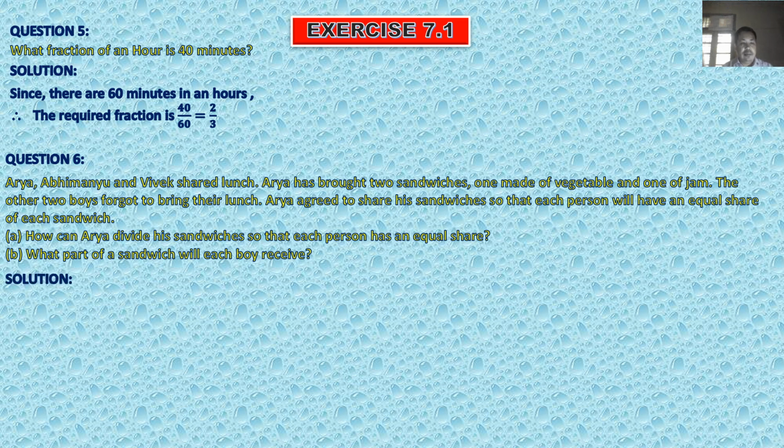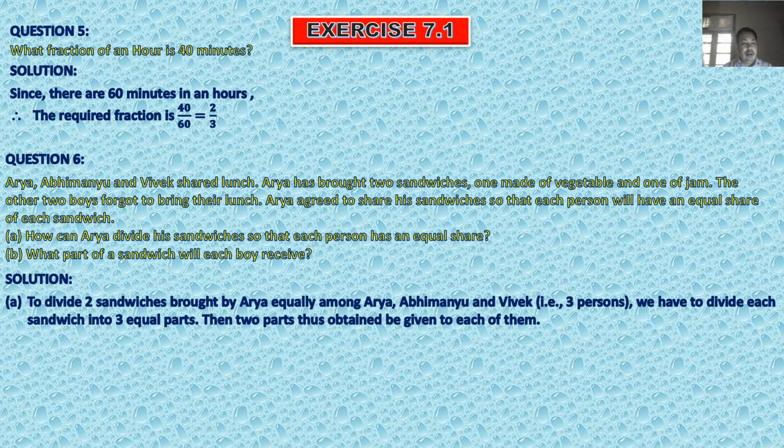Solution A is given like this. To divide the two sandwiches brought by Arya equally among Arya, Abhimanyu, and Vivek, there are three persons and they have to share equally, isn't it? Then what we have to do is divide each sandwich into three equal parts. Two sandwiches are there, so each sandwich will be divided into three equal parts. Then two parts thus obtained are given to each of them.